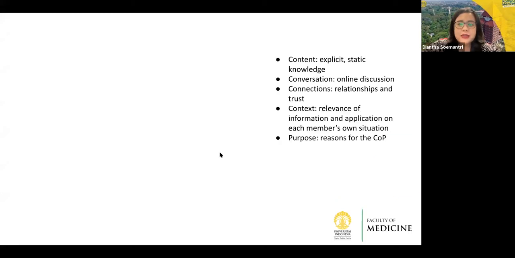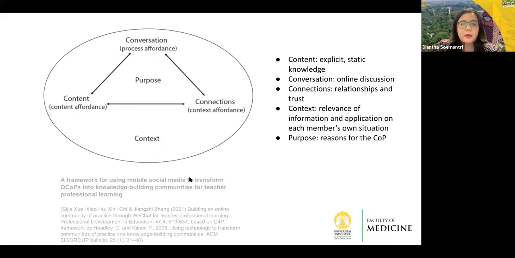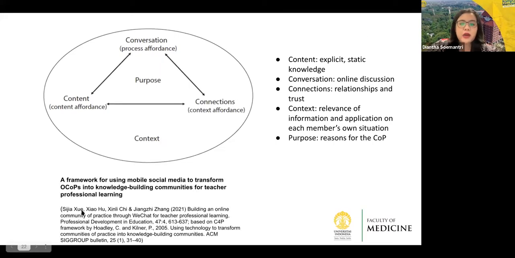So what are the elements? The elements are basically the same. One article from Su et al. 2021, quite new in the higher education, not medical and health professions education, but higher education, was about teacher professional learning, where they built an online community of practice through WeChat. So I think this WeChat is similar to WhatsApp, something like that. So that's intentionally developed to support teacher professional learning.